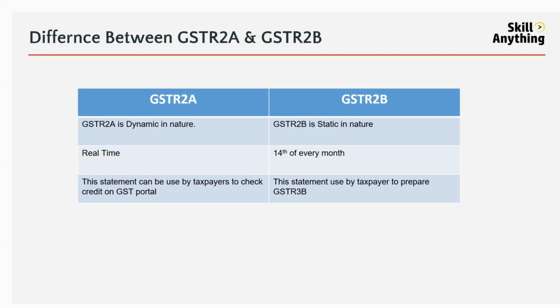But GSTR-2B is auto-generated on the 14th of every month. Okay, and the uses of GSTR-2A and 2B. Mostly GSTR-2A is used by a taxpayer to check credit on the GST Portal, and GSTR-2B is used by a taxpayer to prepare GSTR-3B.